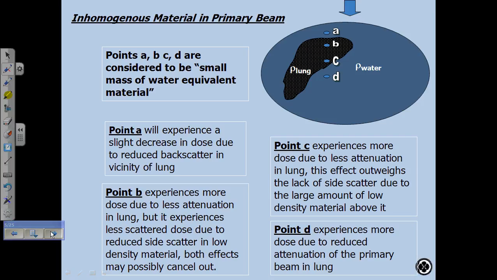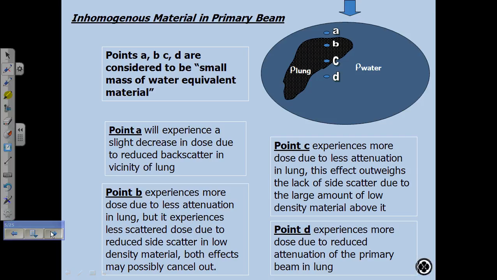And each of those points are considered to be a small mass of water equivalent material. Okay, so there's a little bit of scattering medium in that material. So as the photons traverse, point A will experience a slight decrease in dose due to reduced backscatter in the vicinity of lung. Okay, so now what I'm doing is comparing with lung versus no lung. Heterogeneity versus no heterogeneity correction. Okay, so if there is no heterogeneity correction, this was all considered water, point A would experience a certain amount of dose. Once we turn on heterogeneity and we look at the fact that there's lung here, there's less backscatter because photons interact less with the lung. Okay. So the photons that would have interacted with water here are no longer interacting. So therefore, they're just moving straight down. And the probability of backscatter is a lot lower. So point A is going to be low.